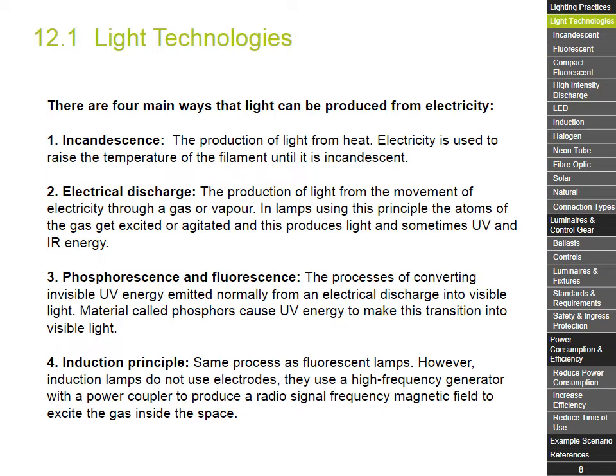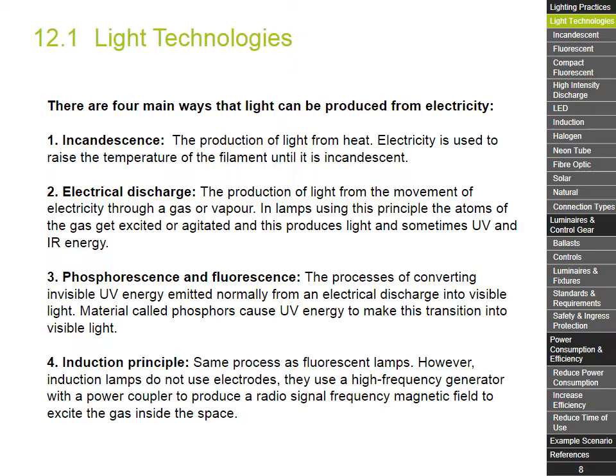1. Incandescence, which is the production of light from heat. Electricity is used to raise the temperature of the filament until it is incandescent. 2. Electrical discharge, which is the production of light from the movement of electricity through a gas or vapor. In lamps using this principle, the atoms of the gas get excited or agitated, and this produces light and sometimes ultraviolet and infrared energy. 3. Phosphorescence and fluorescence, which are the processes of converting invisible ultraviolet energy emitted normally from an electrical discharge into visible light. Materials called phosphors cause UV energy to make this transition into visible light.